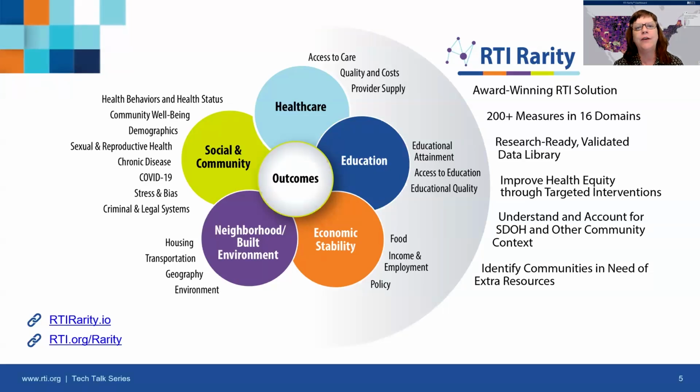We've used the Healthy People 2020 framework, which is shown in the circles that are filled there: healthcare, education, economic stability, and so on. And we've actually expanded those 5 domains into 16 domains, and some of those are shown around the outside. The reason we did this was to try to get much more granular about the data that we were talking about and that we were visualizing.